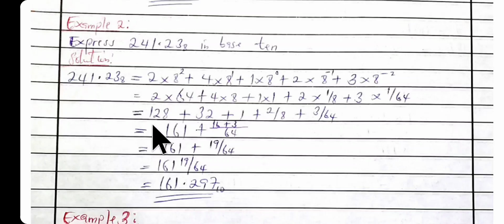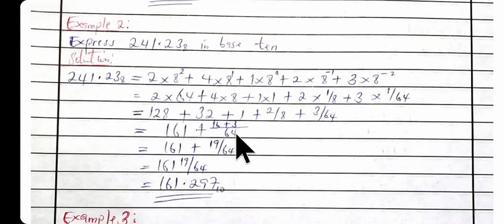Then from there, we are going to have 128 plus 32 plus 1 is 161, plus the LCM between 8 and 64, which is 64. Look at it. Write 64, put your division line on top of it. 64 divided by 8, what it gives you, you are going to multiply it by 2. 64 divided by 8 is 8, and 8 times 2 is 16.